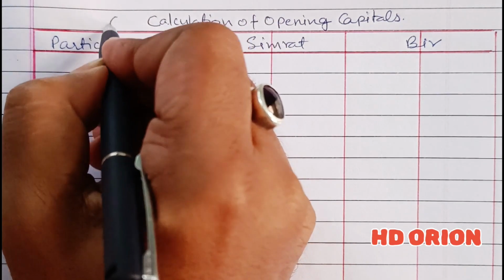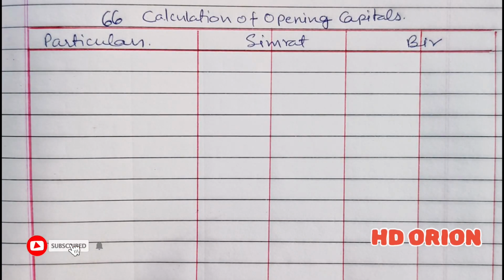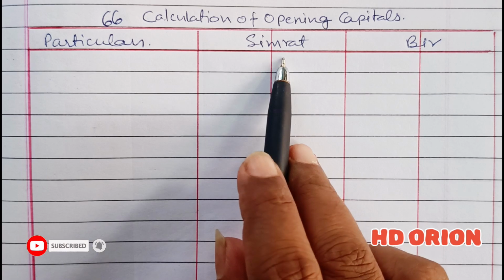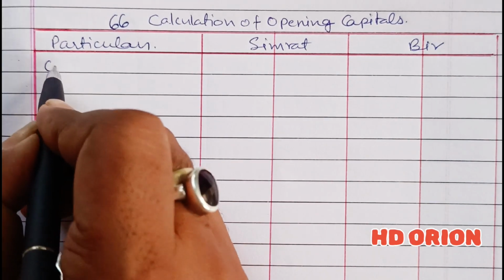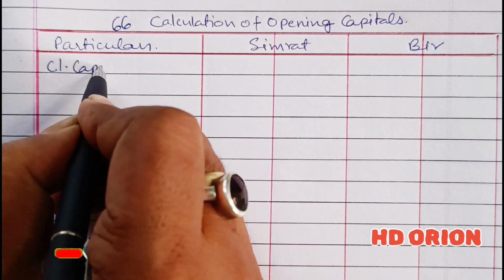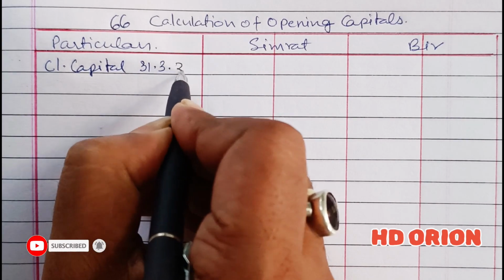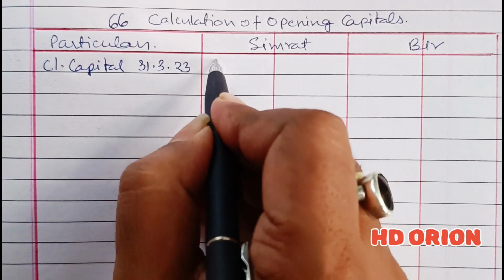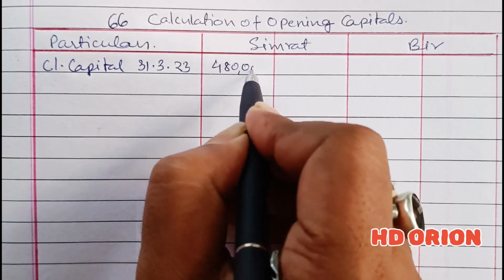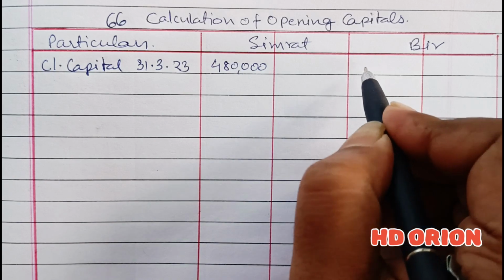So for solution 66, we will first calculate opening capital balances of both the partners, Simrat and Veer. Closing capital is given to us. Closing capitals, that is on 31st of March 2023, for Simrat it is 4,80,000, and for Veer it is 6 lakh.